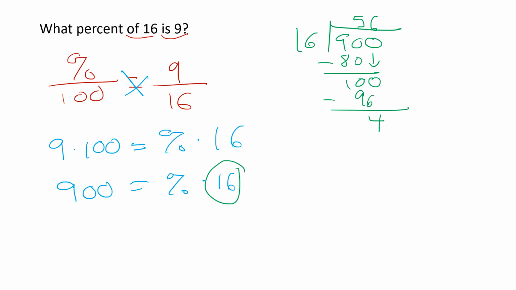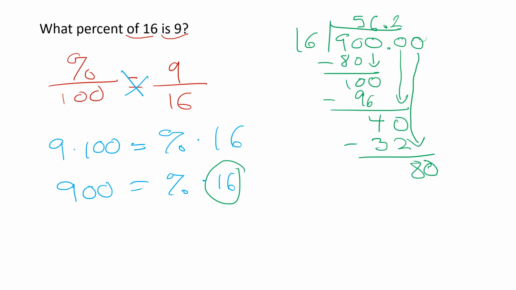Now what? Do we call it a remainder? Can we have a remainder in a percent? What should we do next? Well, next thing we should do is add a decimal and a 0 and bring that 0 down. Bring that decimal straight up into our answer and keep going. So now we have 40 divided by 16. 16 will go into 40 twice. 2 times 16 is 32. Subtract and we'll get 8. Add another 0. Remember, that's the glory of dividing with decimals. You can just keep adding zeros until you finish your problem.